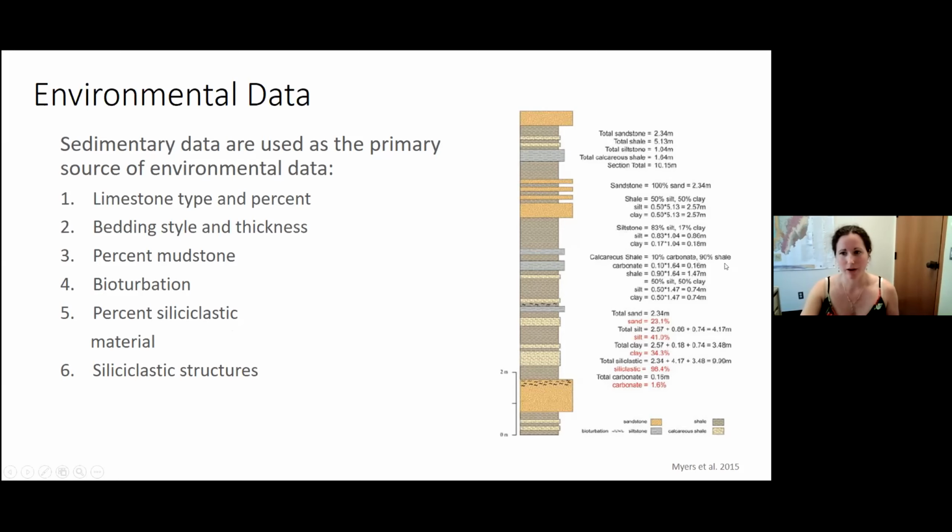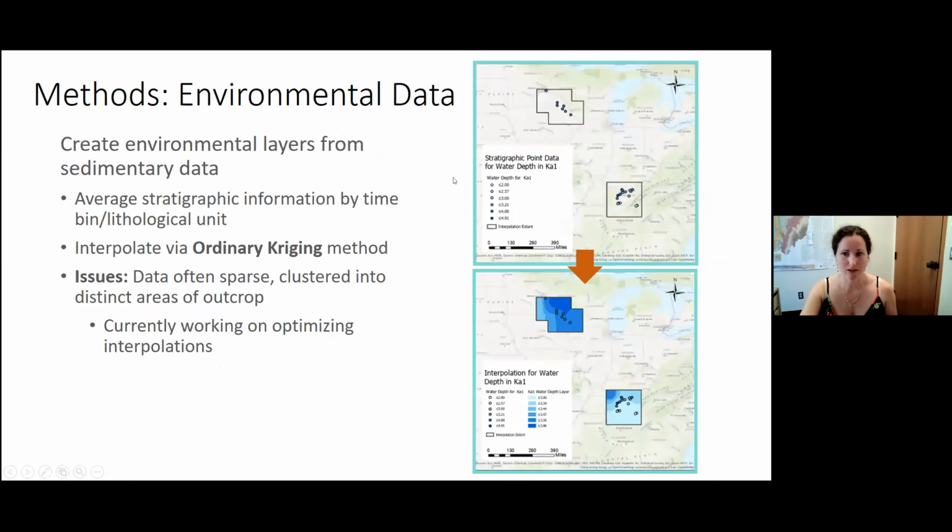And this stratigraphic column is just an example of how sedimentary information is summarized across an entire outcrop into single values, such as percent clay, that can then be plotted geographically. So once I had data points for my environmental layers, I then plotted them in ArcGIS Pro. And we can see here just an example of water depth, or inferred water depth, which is based on several different stratigraphic characteristics. Darker points representing deep water and lighter points representing more shallow water.